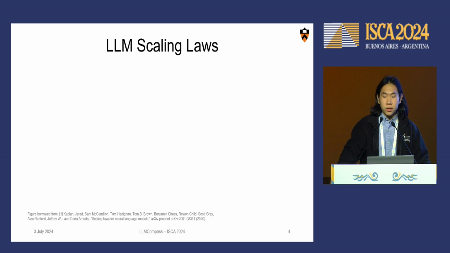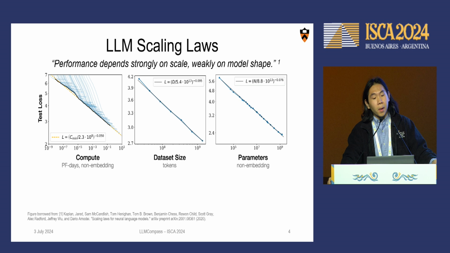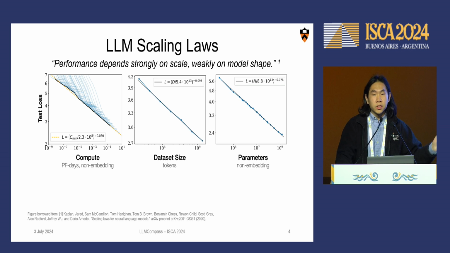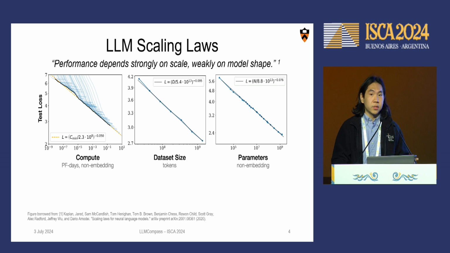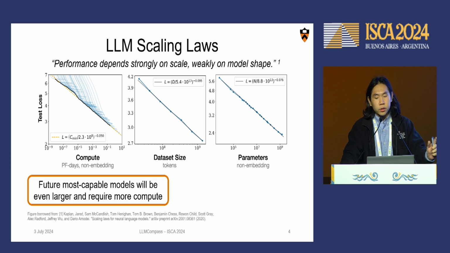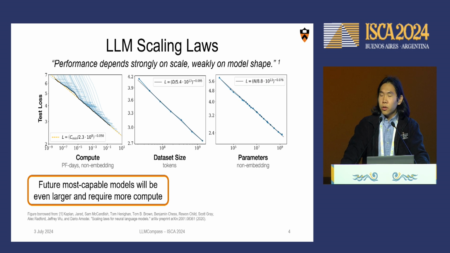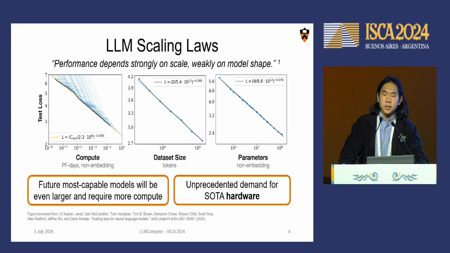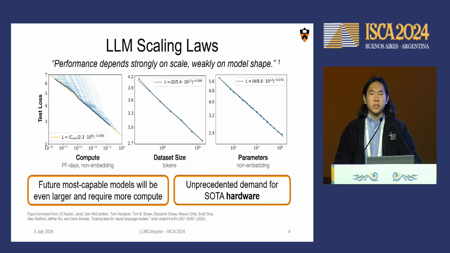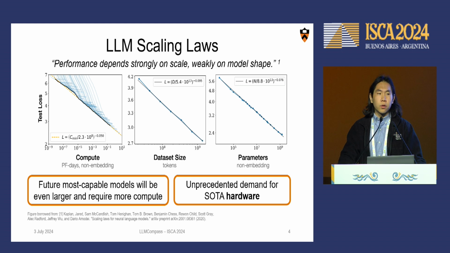A major reason for these enormous models is that model performance scales strongly with compute, dataset size, and the number of parameters. This is previous work done by OpenAI, and we borrowed this figure from their work. So we expect future models to need exponential increases in compute, as well as the number of parameters, to continue performance scaling. And to feed these beasts, we have already seen unprecedented demand on state-of-the-art hardware to run these LLMs. There's already strong demand for future hardware architectures to continue to improve to keep up with these larger and larger models.